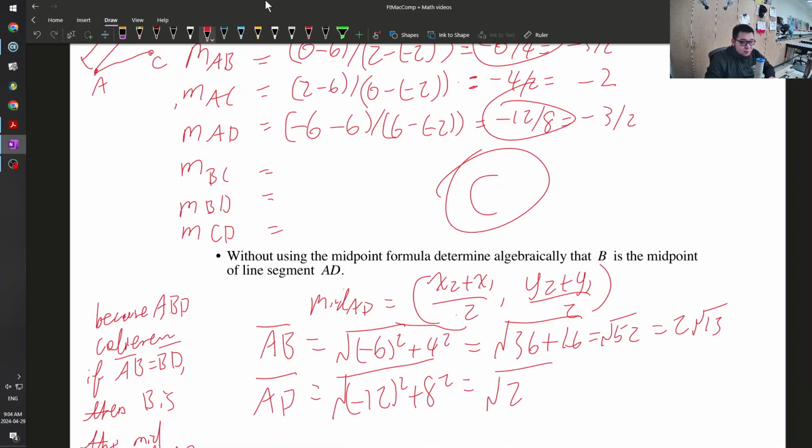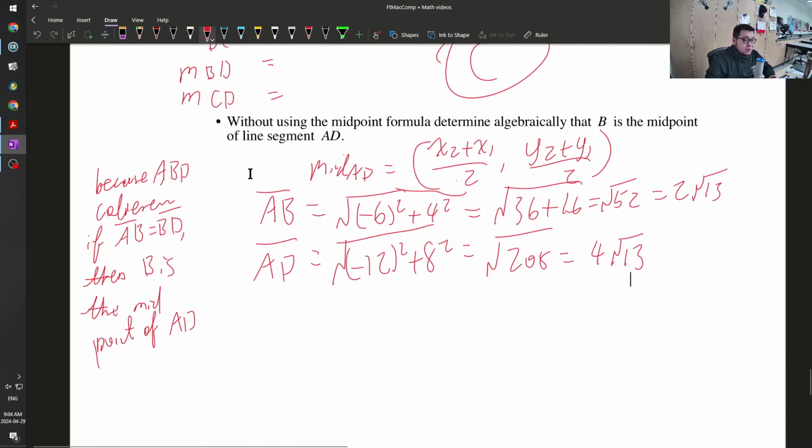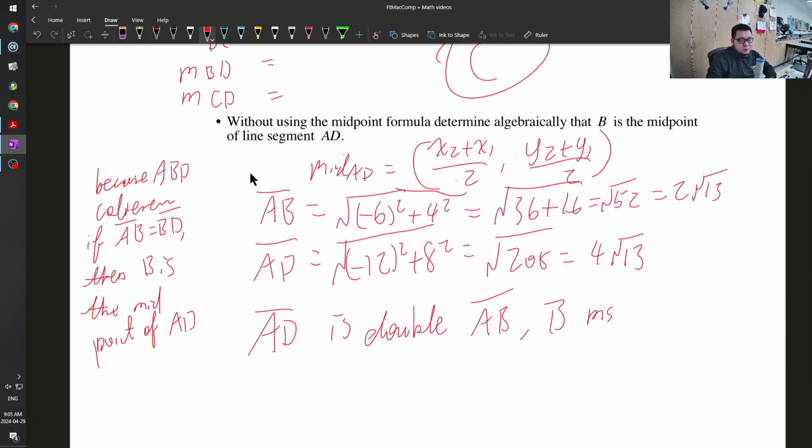Square root of 208, which is equal to 4 root 13. And because AD is double the length of AB, B must be the midpoint of AD. Done. QED.